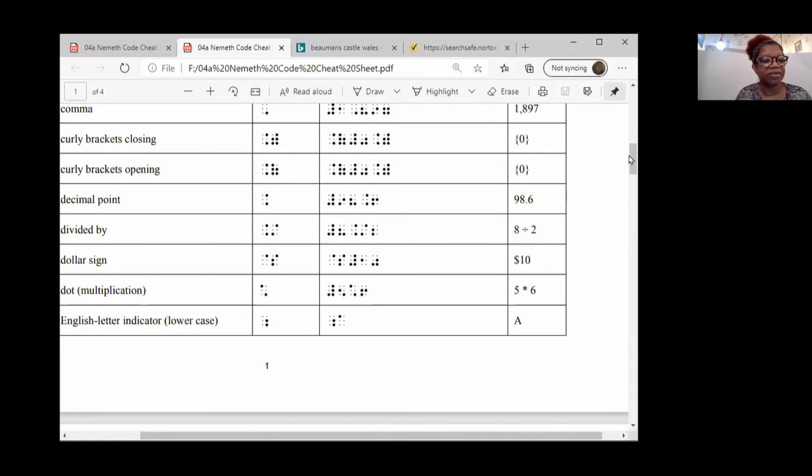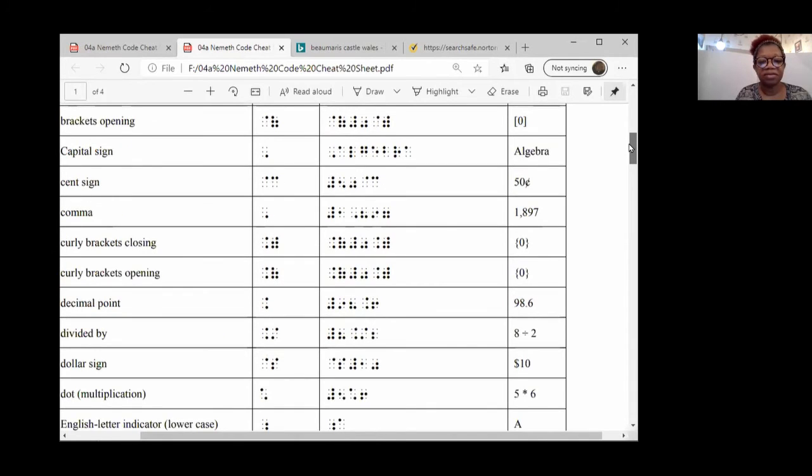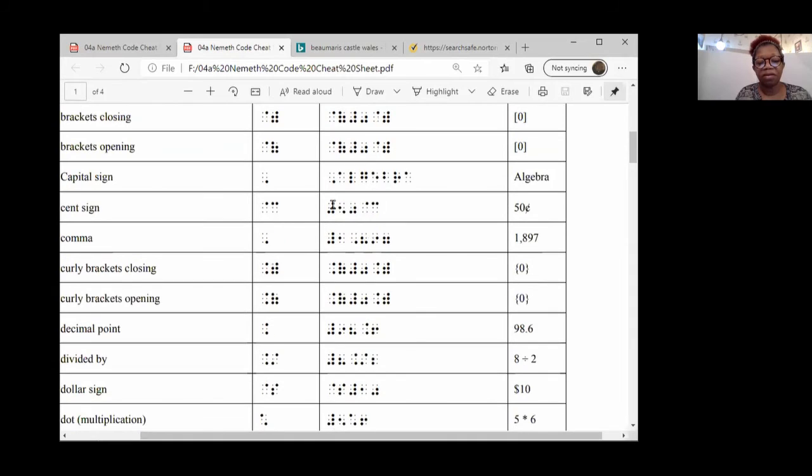What do they have for the cent? Let me see. Number sign, 5, 0, and then the cent sign. So you write it just like you would in print, with that symbol after the number instead of before the number like a dollar sign.